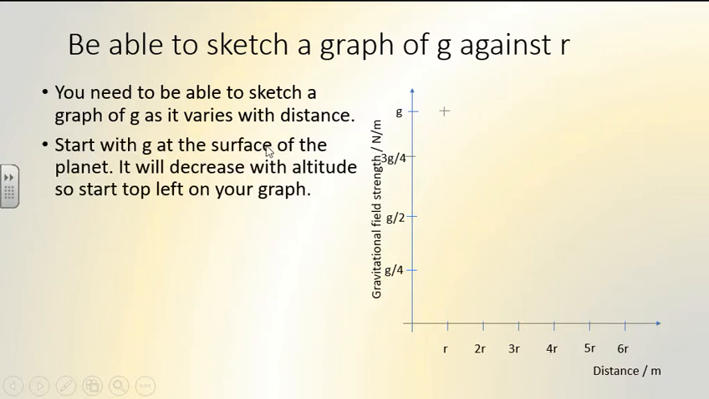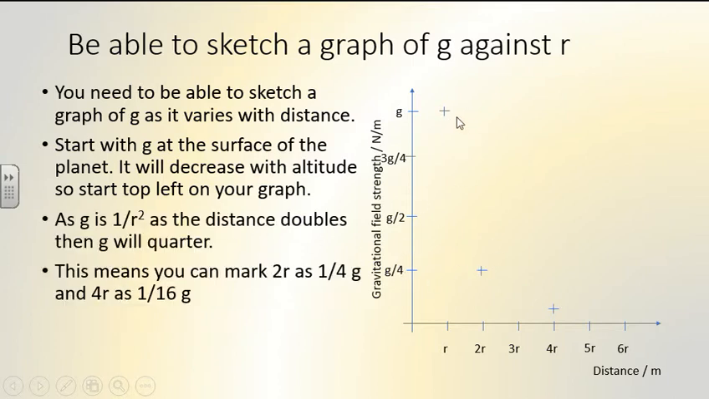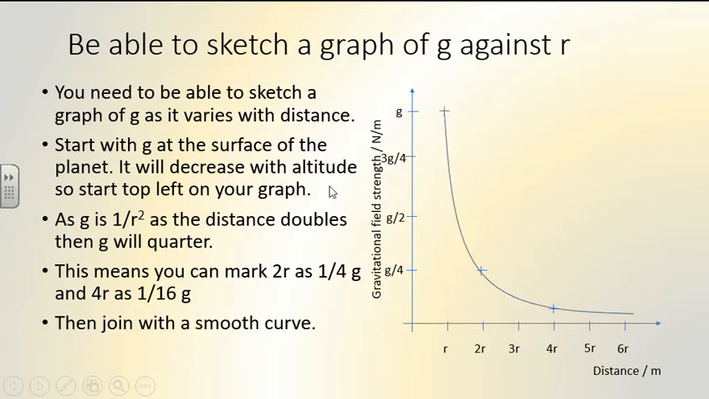But how does it vary? You can put your first cross on, knowing g at the surface of that planet, g at R. You're always going to start in the top left and decrease from there. Because it's a 1 over r squared rule, as you double the distance from r to 2r, this will decrease by a factor of 4. So it becomes g over 4, a quarter of the original value. If you double it again from 2r to 4r, it decreases by a factor of 4 again, to 1/16 of the original value, and so on. And then you just join with a smooth curve.